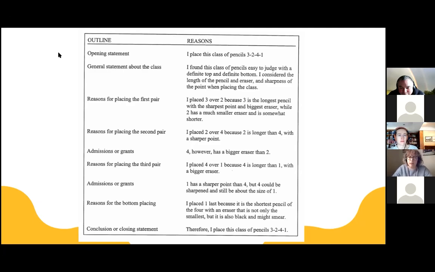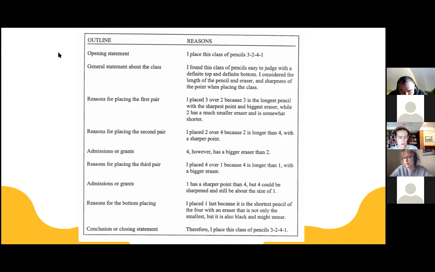And reasons for our bottom placing. I placed number 1 last. It got 4th place out of the class because it is the shortest pencil of the four with an eraser that not only is the smallest, but is also black and might smear. So we couldn't necessarily judge if it was black and could smear, but that's what we're being told in this example. If you were handling the pencils and pencil number 1, the one that looks like it's been through the war, had that black gritty gross eraser, then it could possibly smudge. And that's something you'd be able to tell by getting up close and possibly handling the items if this was a class we were judging in person.